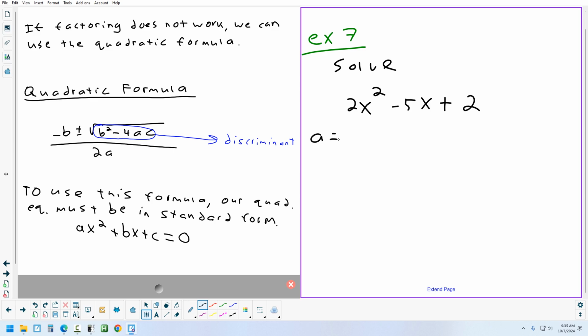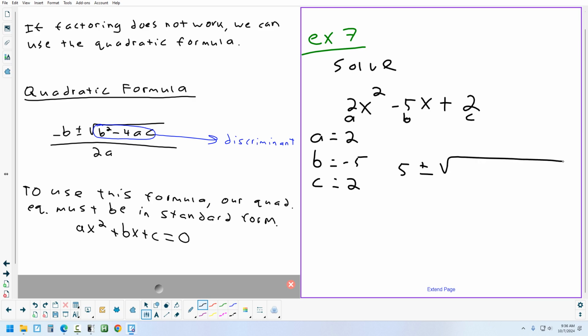All right, so let's just identify a, b, and c. What's a? a is going to be right there, so that's 2. What's b? -5, that's right there. And what's c? 2. It's also 2, because it's the number at the end. Okay, so let's fill everything in. What's the opposite of b? 5.